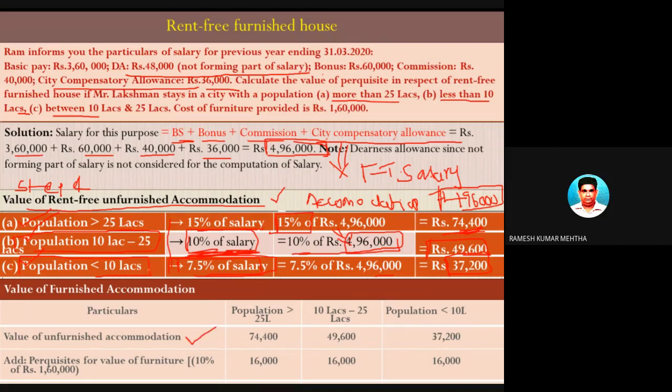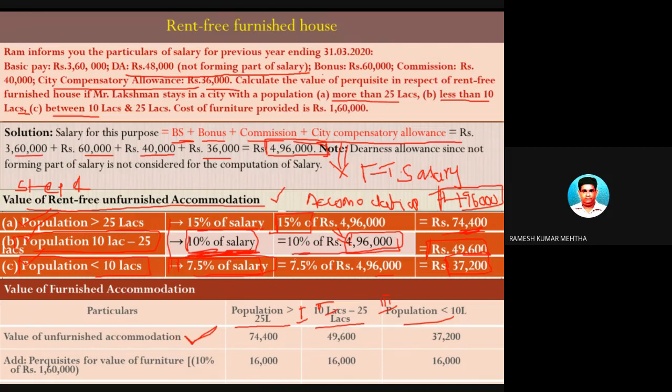So you got, in either of the conditions 1, 2, 3, the value of unfurnished accommodation. Look, the value of the unfurnished accommodation in case 1, case 2, case 3. Next, the value of accommodation you have found out, but remember that the employer also is providing the employee furniture. Now furniture means what? It can be tables, sofa set, bed, other furniture like almirah and teapoy, stands, and so on and so forth.